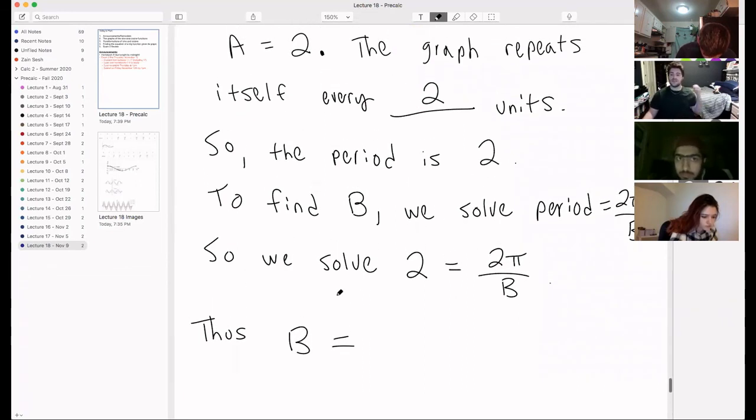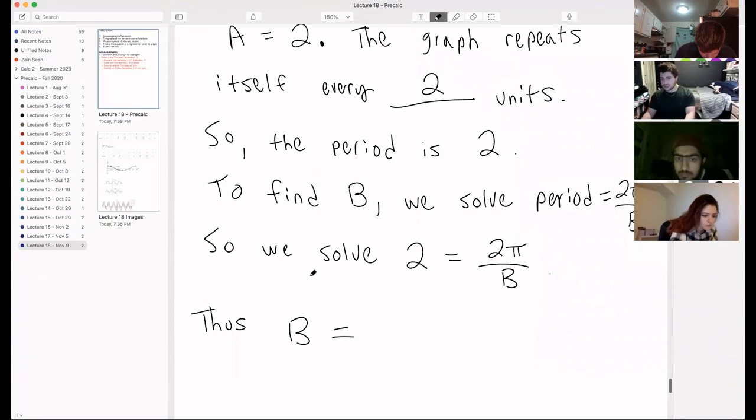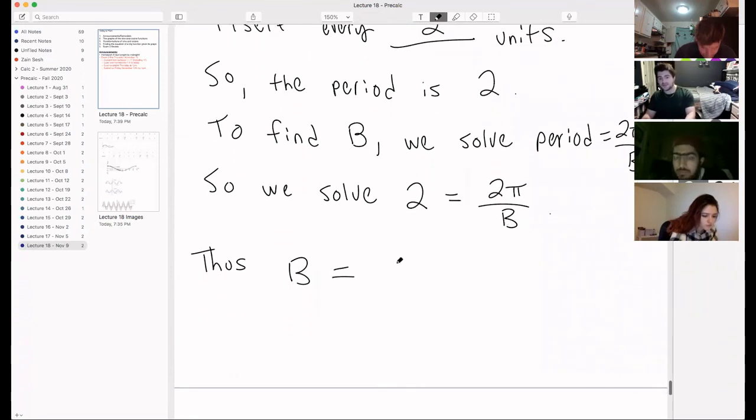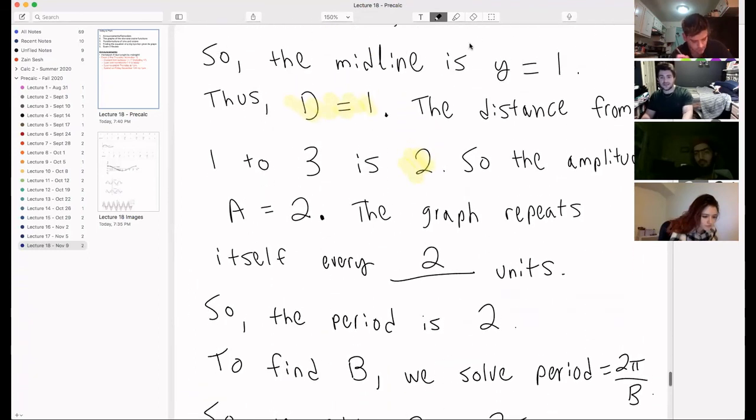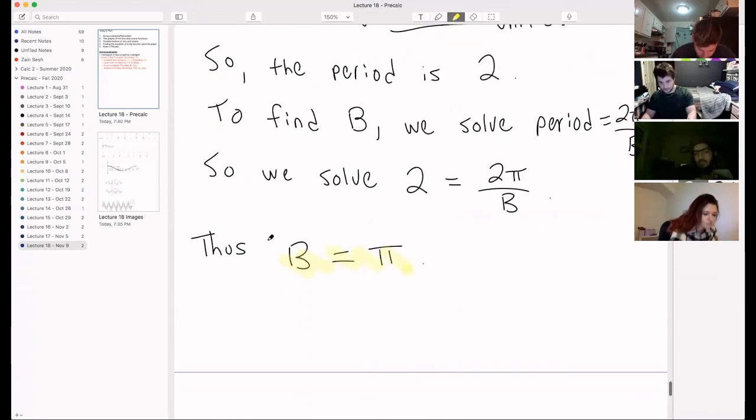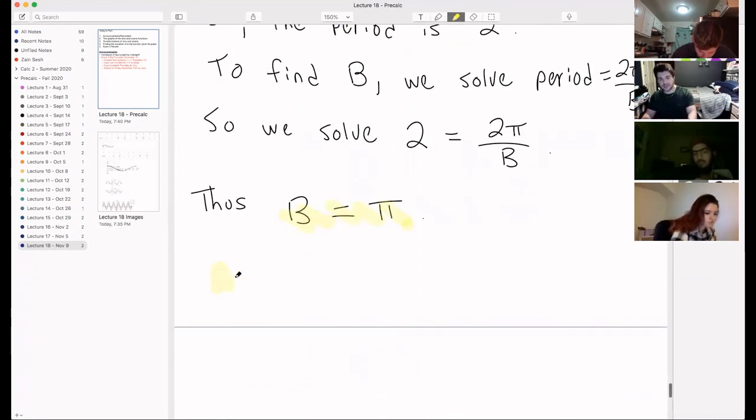Okay, so this is technically a rational equation in the variable b. You can just quickly see here that b is going to be pi. That will satisfy this equation. And that is it. We are done with the question. We just need to put all of our data together. So d is 1, a is 2, and b is pi. So here's the answer.